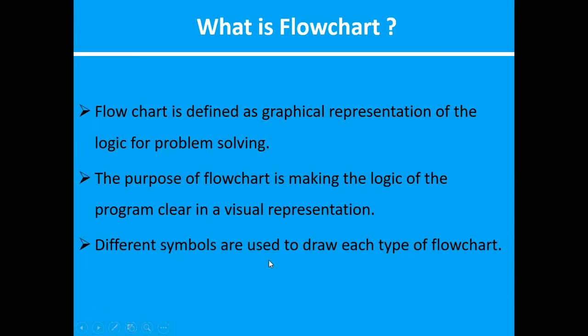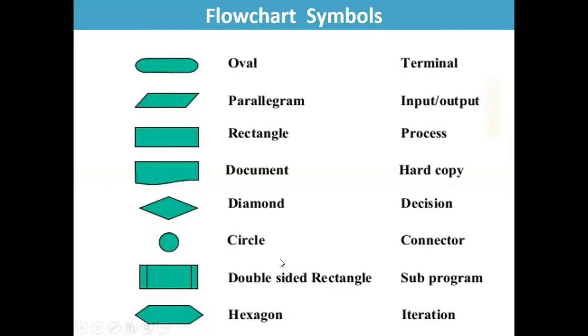Different symbols are used to draw each type of flowchart. So here different symbols have been represented. This oval shape describes the terminal, both start and stop. Next, the parallelogram is used to represent input and output processes. Next, a rectangle. This symbol represents the process of this program.